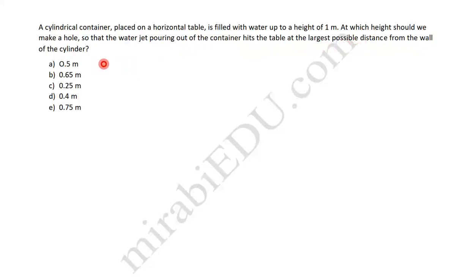So let me solve it like this. This is a cylinder and this is a table. Let's take this, the level it is filled. So the height of the water in the cylinder is 1 meter. If we make a hole in this cylindrical container, water comes out like a jet and goes along a parabolic path to hit the table like here. So we want this d, or distance, horizontal distance, to be maximum.